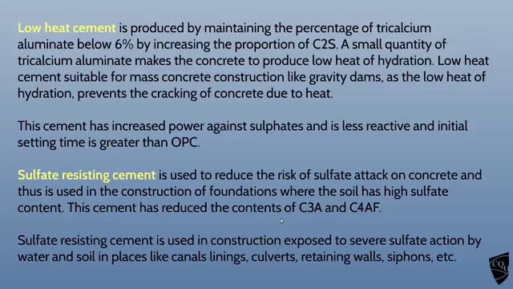Low heat cement is basically an attempt to keep the percentage of tricalcium aluminate below 6%. A small quantity of this aluminate makes the concrete produce less heat from the hydration. It doesn't get as hot when it's setting. It's suitable for really large masses of concrete construction, like gravity dams. Apparently, when they were casting the Hoover Dam, they had to refrigerate it because it was getting over 150, 200 degrees centigrade. So they refrigerated the dam as they were pouring the concrete.